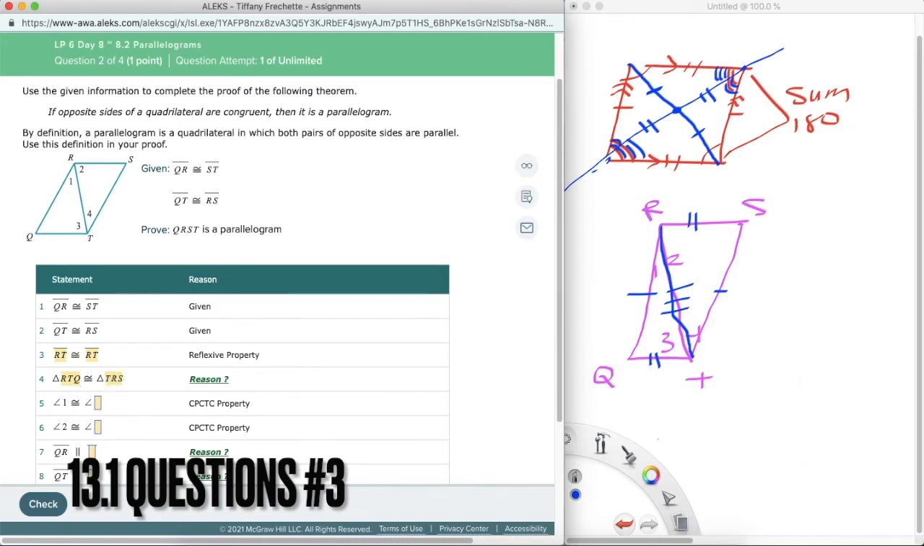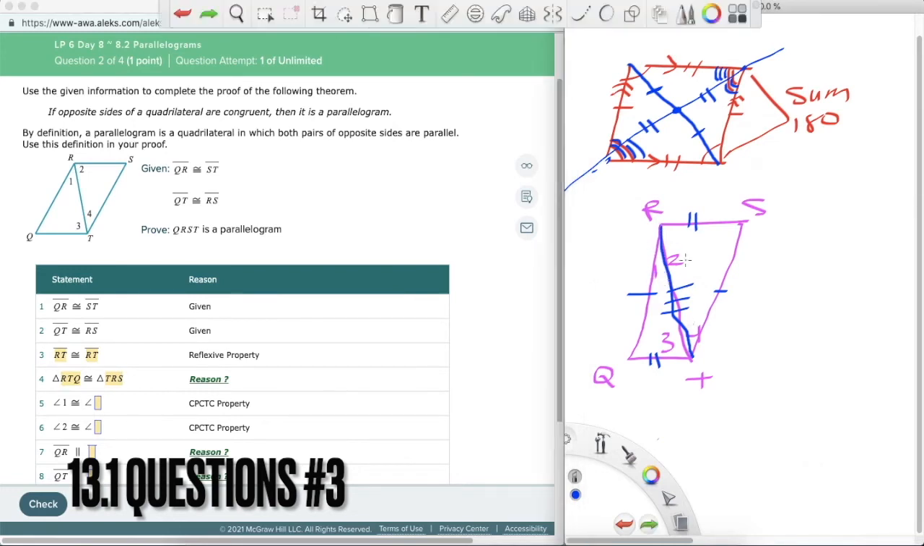And even though the R's are in different positions here, they don't represent the same thing. The R, when I'm talking about RTQ, represents this side, the 1. And when I say TRS, it represents the 2 here. So it doesn't represent the exact same thing. So T and R represent the same angle. 1 and 4 are those alternate interior angles that we're going to prove. Okay, so just be careful how you type that because that will matter.